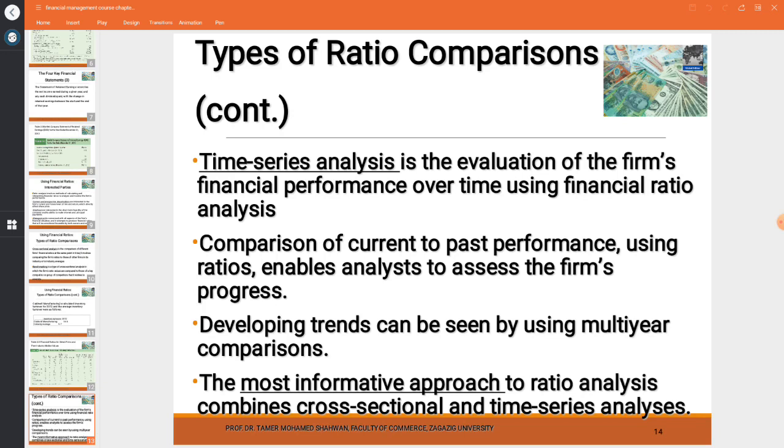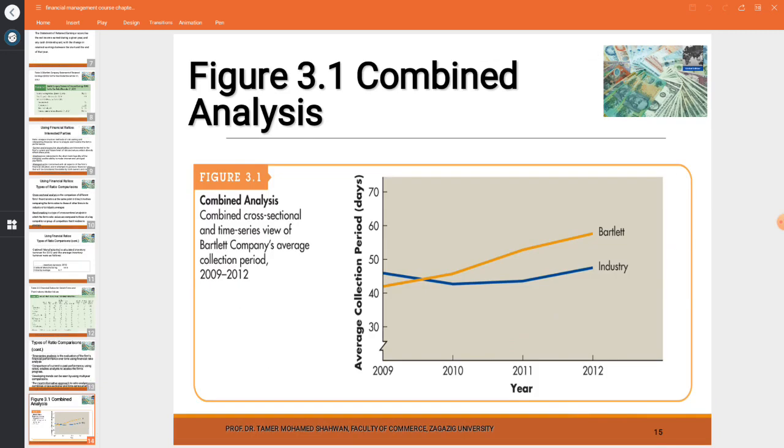Some companies are using hybrid analysis. In hybrid analysis, first they depend on a cross-sectional analysis, and then they combine it with the time series analysis to get more data and information about the financial performance of a specific firm. As you see, we have the firm Bartlett and the industry average, but we don't have it at a specific point of time; we have it in the shape of a time series.